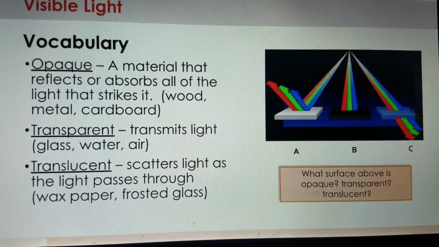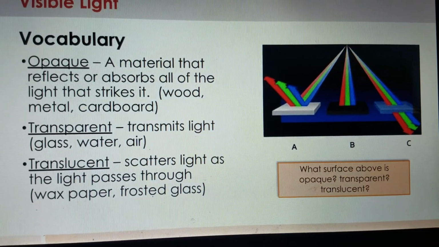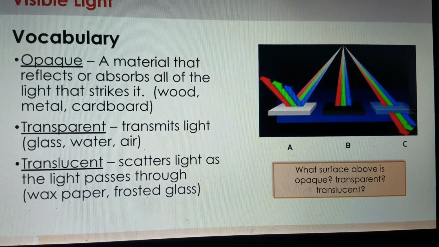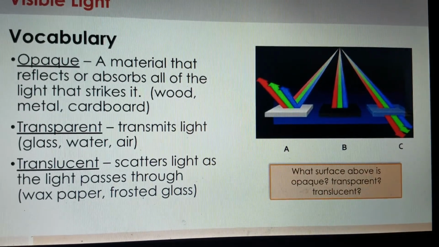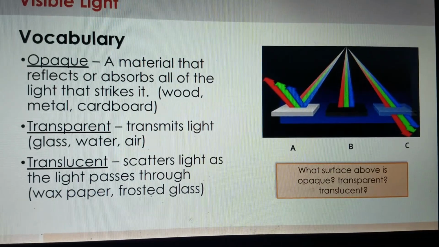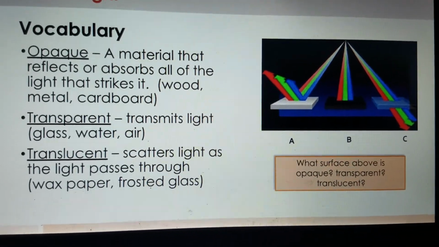A translucent material scatters light that passes through it. So not all of it is reflected or absorbed, but not all of it goes through either. Think about something like wax paper or frosted glass, for example.